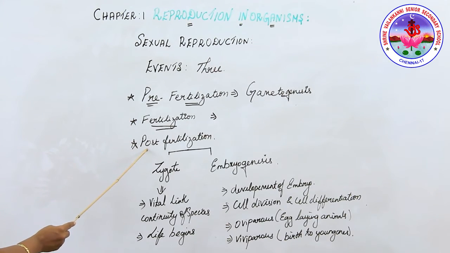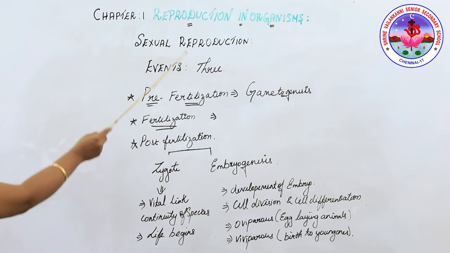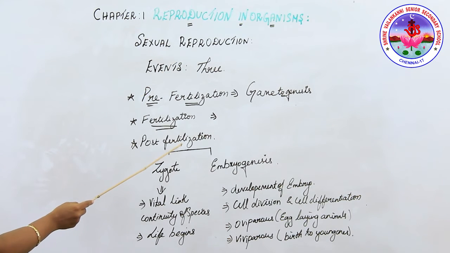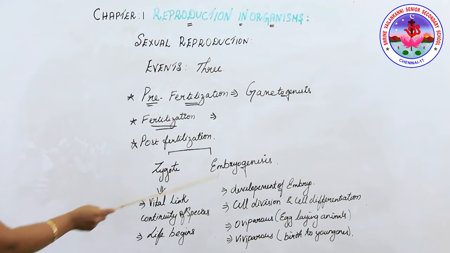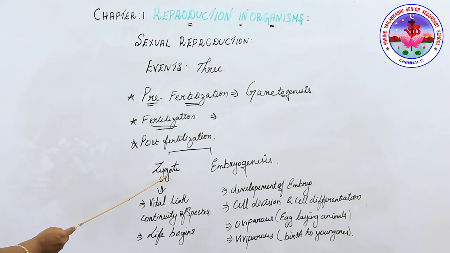Events in sexual reproduction after the formation of the zygote result in post-fertilization events. I will repeat: events in sexual reproduction after the formation of the zygote result in the post-fertilization event, which is the next step after the fertilization process. Here it results in two types, one is the zygote and the other is embryogenesis. First we study the zygote.